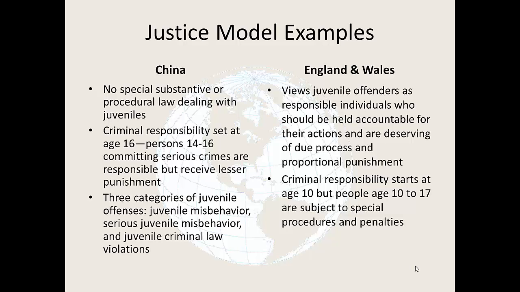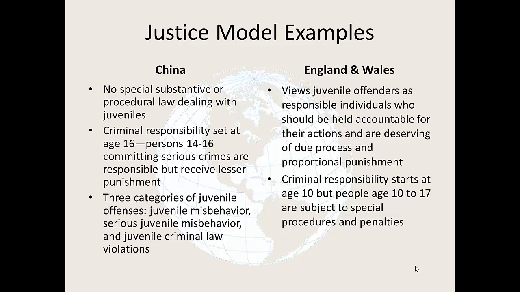But England and Wales provide the far end example of the justice model. In England and Wales, juveniles are viewed as being responsible individuals, and they need to be held accountable for their actions. And they should be given due process rights as they move toward the trial process. Sentences should be proportionate to the punishment, and in many ways there isn't a whole lot of difference between how juveniles are handled and how adults are handled.